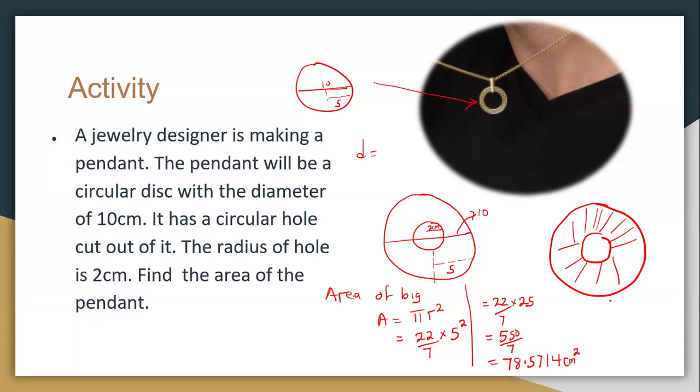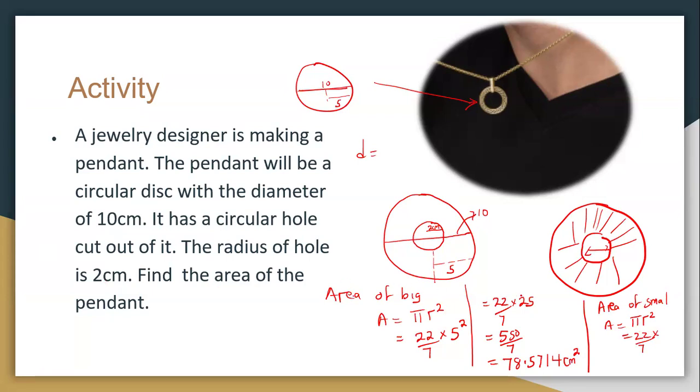Then after finding that, what about the area of the small one? In order for you to get the area of the small one, you are still going to do the same. Now you have the radius. I will say area of the small part, like that hole inside. This one here, what is its area? So still you say area is equal to pi r squared, which will give us 22 over 7 times the radius.